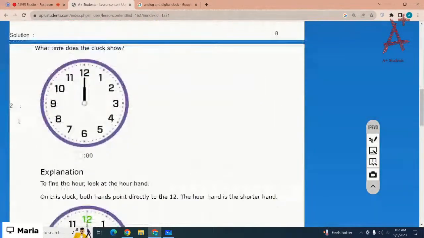Okay, what time does the clock show? So just look at the hour hand. They both point to directly 12, right? That means it is 12 hours and 0 minutes.